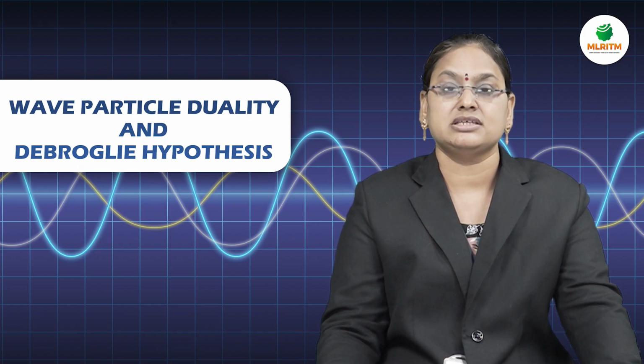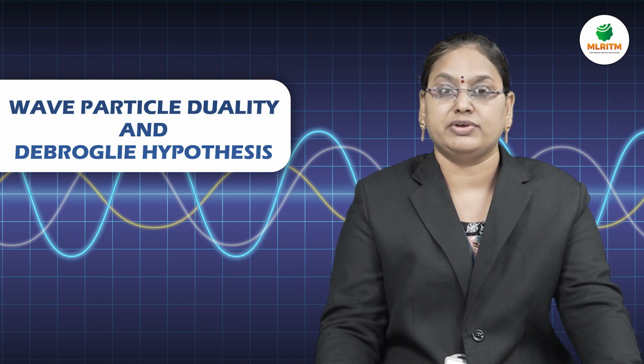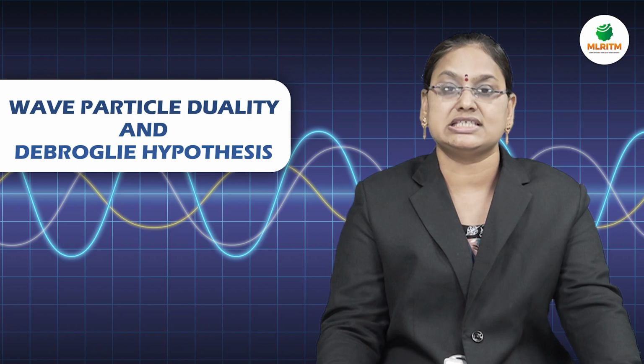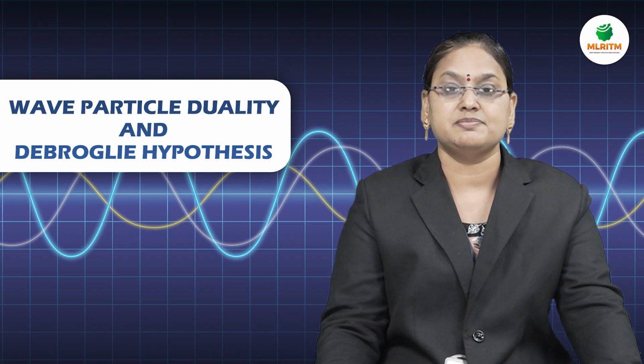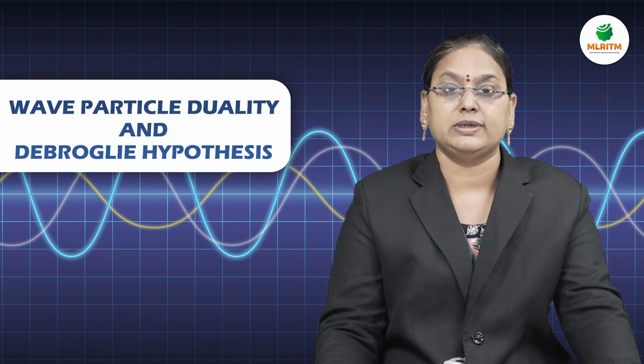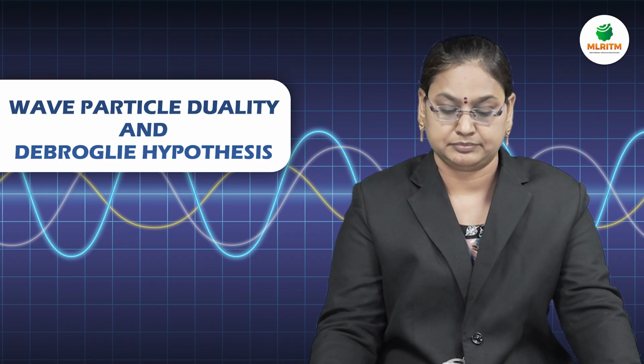Threshold frequency means it is the minimum frequency which causes photoelectric effect. So, if the frequency of incident radiation is greater than threshold frequency, photoelectric effect occurs. And if the frequency of incident radiation is less than threshold frequency, photoelectric effect does not occur. We have also seen that this photoelectric effect is used in burglar alarms and in automatic door opening systems. Okay, so today I am going to explain about wave particle duality and de Broglie hypothesis.